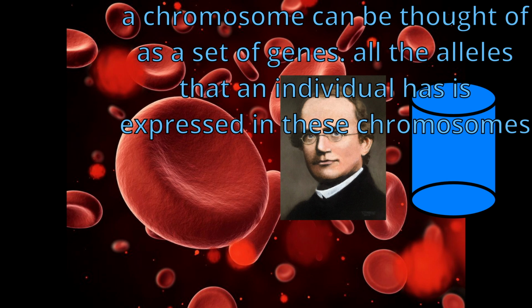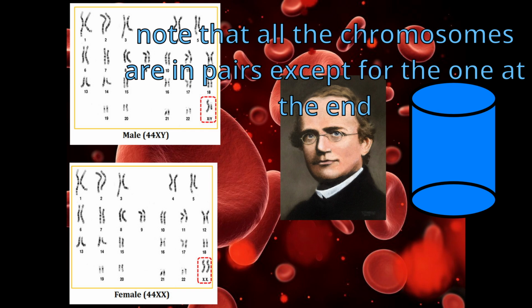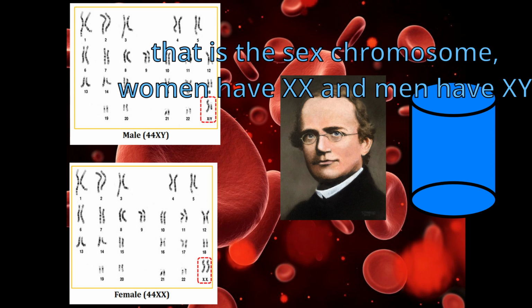A chromosome can be thought of as a set of genes. All the alleles that an individual has is expressed in these chromosomes. This is a picture of the average human's chromosomes. The picture is called a karyotype. Note that all the chromosomes are in pairs except for the one at the end, that is the sex chromosome. Women have XX and men have XY.